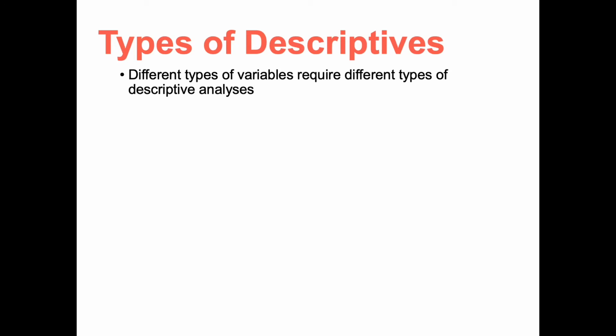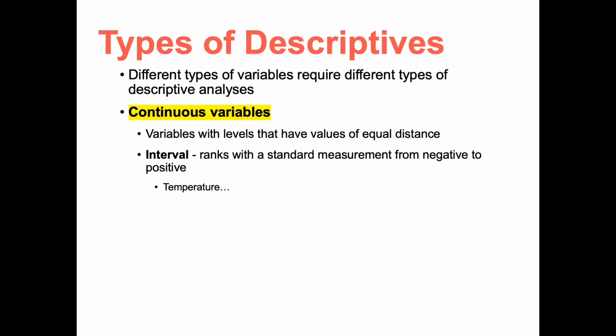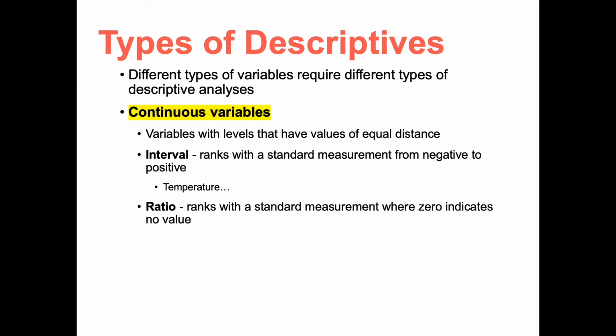In addition to categorical variables, we also have continuous variables that are variables with levels that have values of equal distance. One kind of continuous variable is the interval variable that ranks with a standard measurement from negative to positive. One example of an interval variable is temperature. Another kind of continuous variable is ratio, that ranks with a standard measurement where 0 indicates no value. For example, age, weight, and height, they're all ratio.